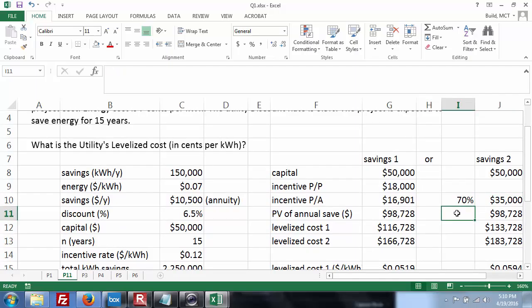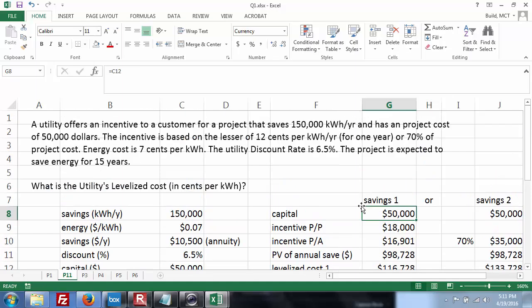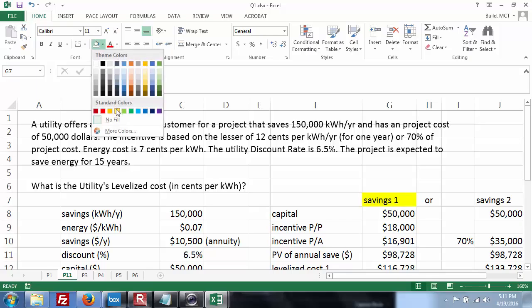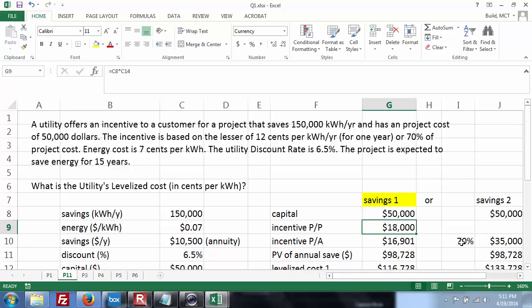So now what we want to do is say, how much is this saving the consumer? Because why would you do it unless it's going to save you? Well, shoot, that's a pretty good payback. If you're going to save $100,000 a year, why would you not drop the 50K now, especially if you're getting a payback? Well, the utility wants to pay you the lesser of the two, so the utility is going to select this one, because they only have to pay $18,000 instead of $35,000, which is 70% of 50.